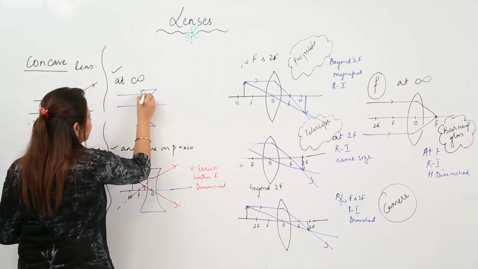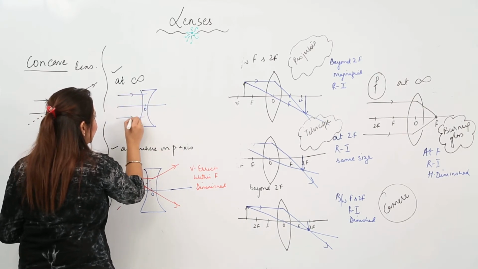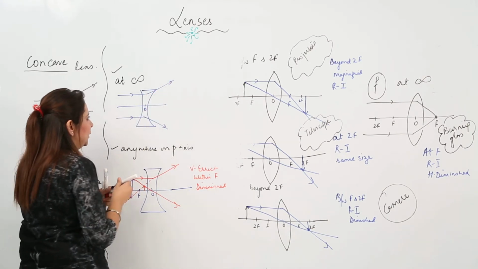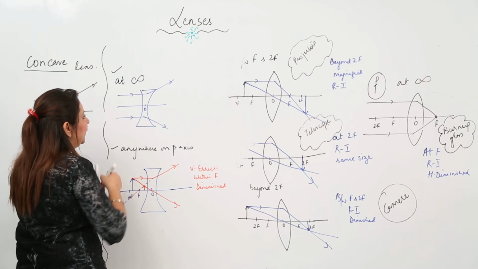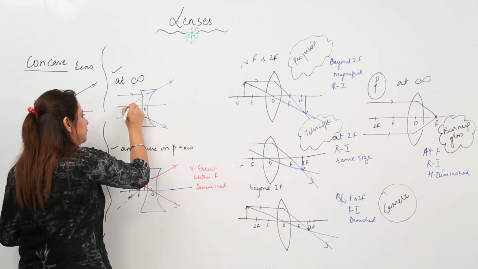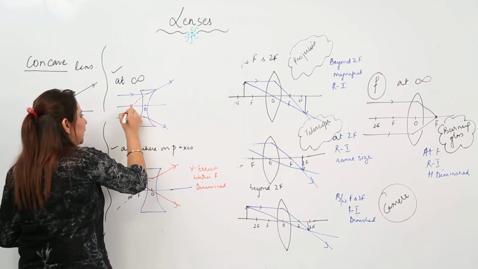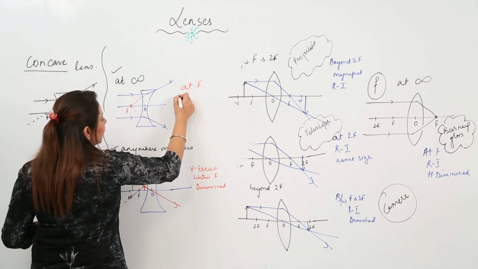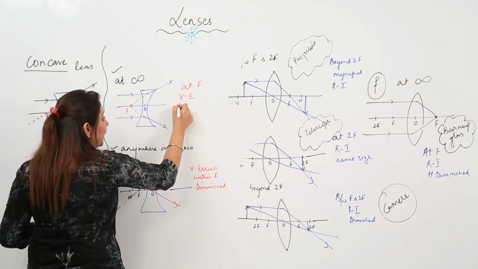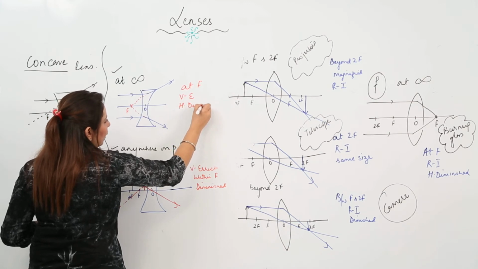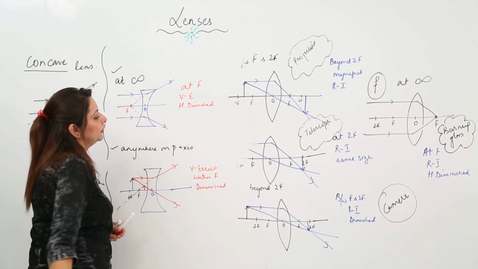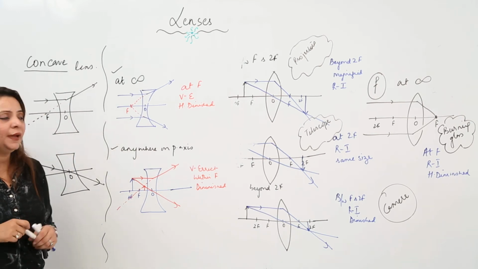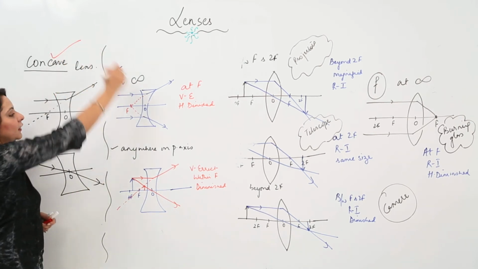So rays are coming from infinity. What happened? They just diverge because it is a diverging lens. They are not meeting, but when we produce them backward, they meet at this point, and this is at F. So that means the image is formed at F. It is virtual, erect, highly diminished, very small. So if somebody asks you about the lens which always forms a virtual and diminished image, obviously it is going to be a concave lens.